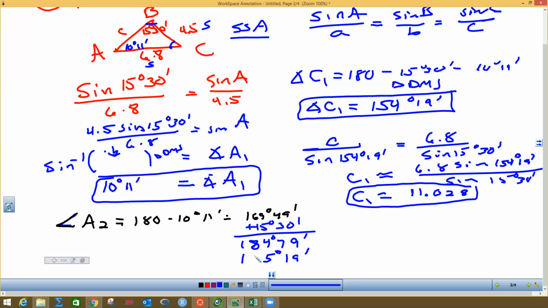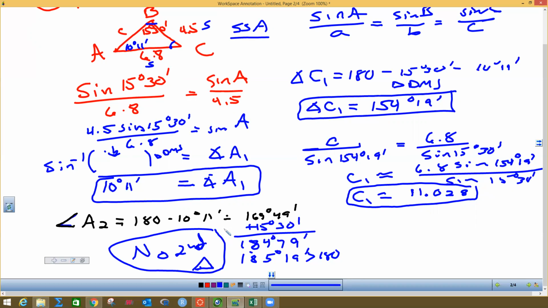So what do you notice about these two angles? This number is greater than 180, so what does that tell me? No second triangle. Oops, no second A. That's true too. No second triangle. Question on that. How many of you had that right already? Awesome. Okay, we're going to go do the next two.